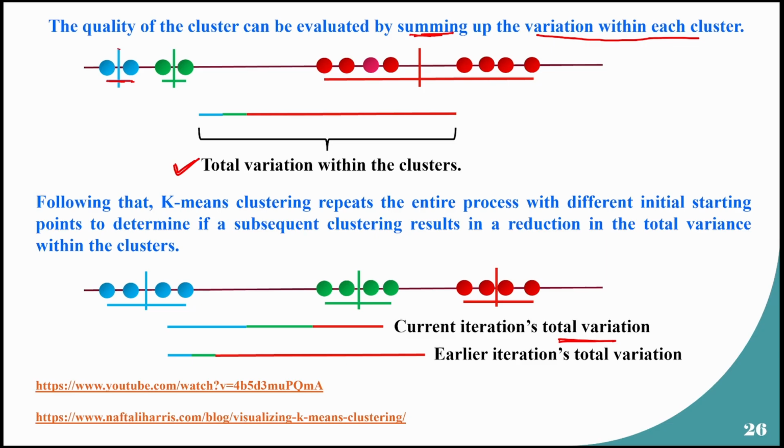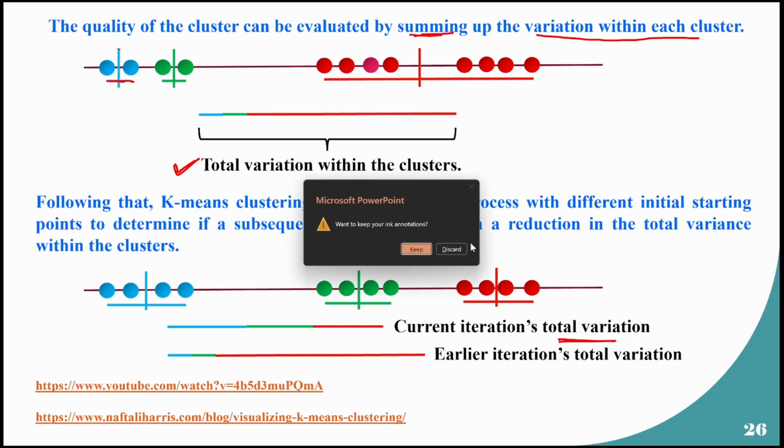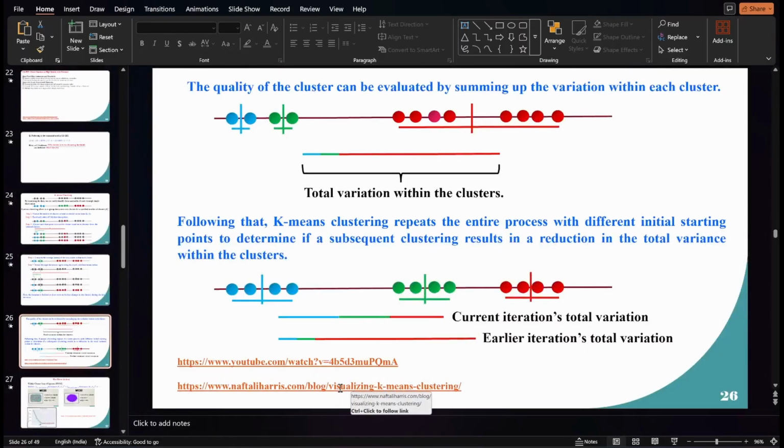So that means the algorithm will be considered converged, because subsequent iteration calculations will not give you a better result. You are not able to reduce the total variation within the dataset by performing new calculations. So the algorithm is converged. You can see these two different links that I have given for this kind of calculation. Let's take a quick look at this bottom one.